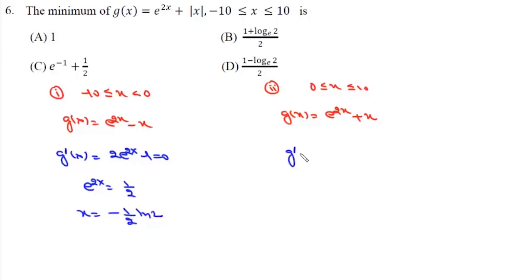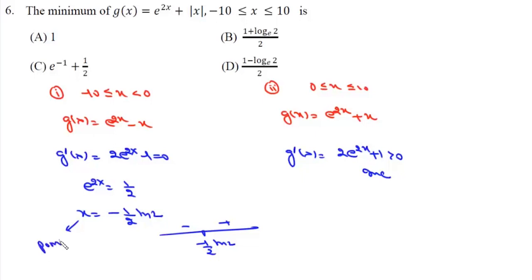And in this case, g'(x) will be 2 into e to the power 2x plus 1, which is greater than 0. So here it is an increasing function. And at this point, minus 1 by 2 ln 2, the right side is positive and the left is negative. So x equals minus 1 by 2 ln 2 is a point of local minima. So this function g(x) will have minima when the value of x is minus 1 by 2 ln 2. Now we need to find its minimum value.